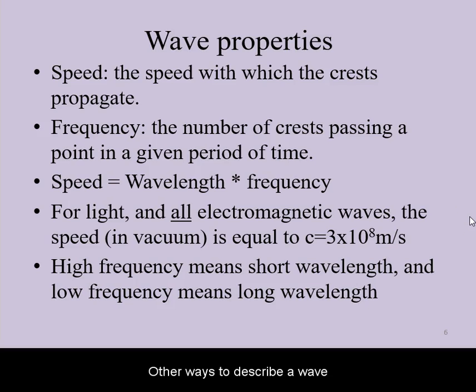Other ways to describe a wave is its speed. This should be fairly self-explanatory. How fast the crest of a wave propagates. It is distance over time, so it can be measured as the wavelength divided by the period.